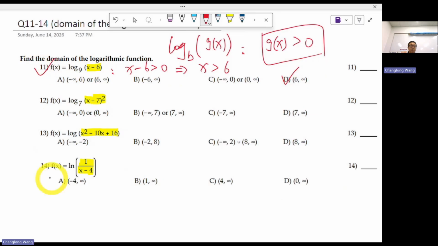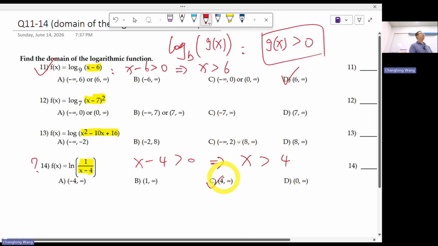But what about 14? You guys try it real quick? Okay, some say C. Hikari, how did you figure it out? Okay, so you look at the denominator. I want the whole fraction to be positive, but the numerator is already positive. So I have to make sure that the denominator is also positive. That's saying that x minus 4 must be positive, and therefore x has to be greater than 4. There you go.